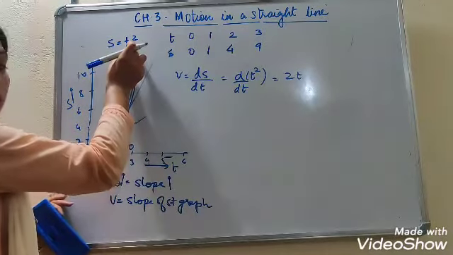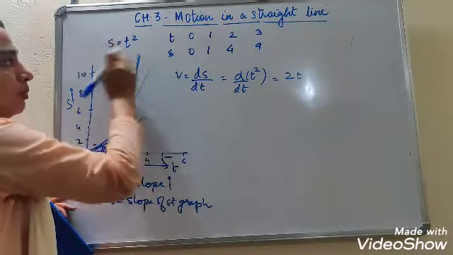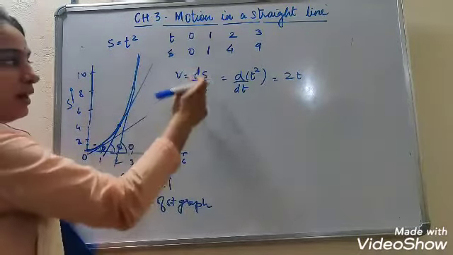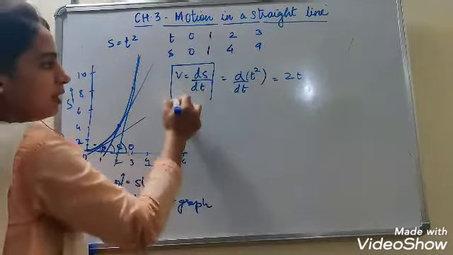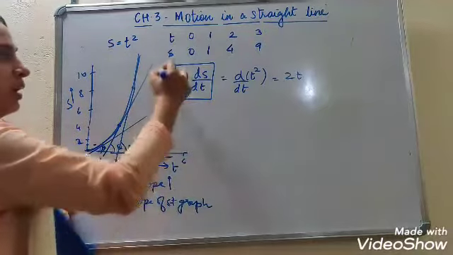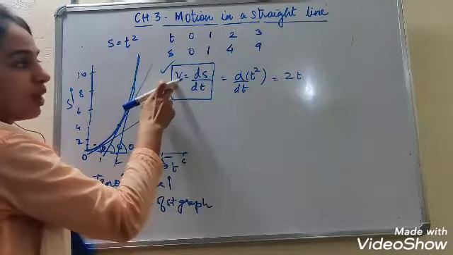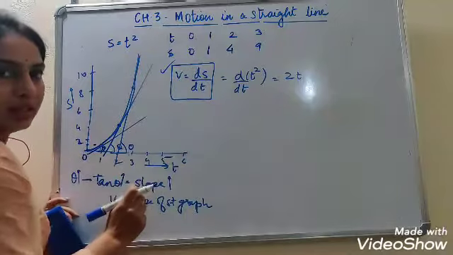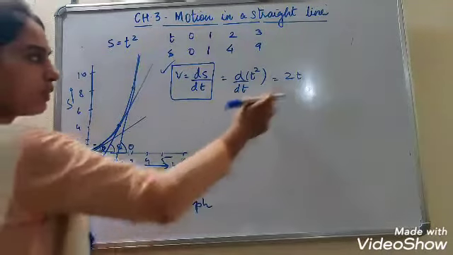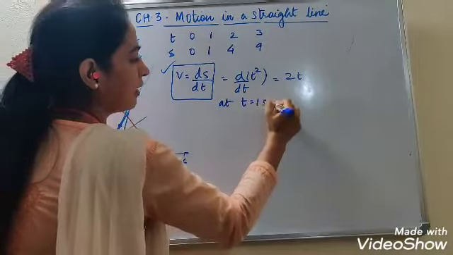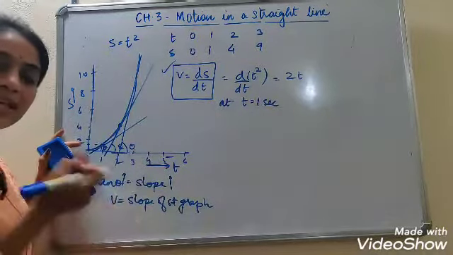If you have a time-distance relationship given, you can find velocity by finding ds by dt. This is the formula which will be applicable every time. If displacement is given, you can find velocity using ds by dt. Okay. Now for example, at t equals 1 second. Now t equals 1 second is an instant.